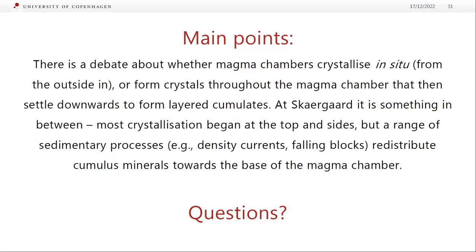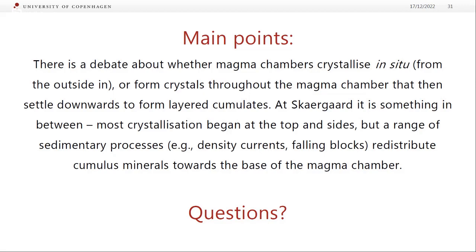But yeah, there's a debate whether magma chambers crystallize in situ from the outside in, or whether the crystals form throughout the magma chamber and settle downwards. At Skaergaard, we've got something in between that. Most of the crystallization is starting at the top and the sides, and then we have this range of sedimentary processes that are basically redistributing minerals towards the base of the magma chamber.